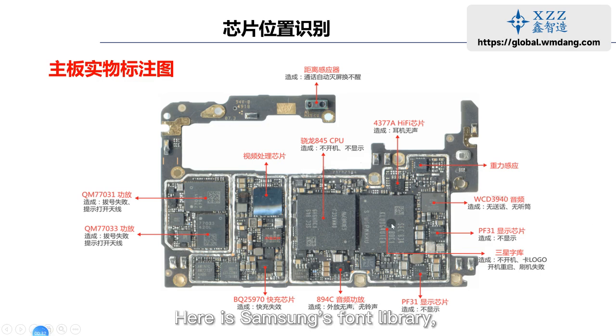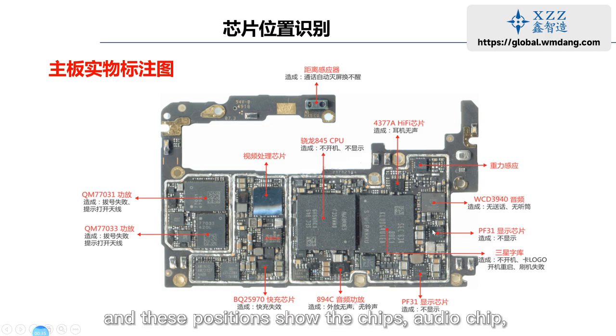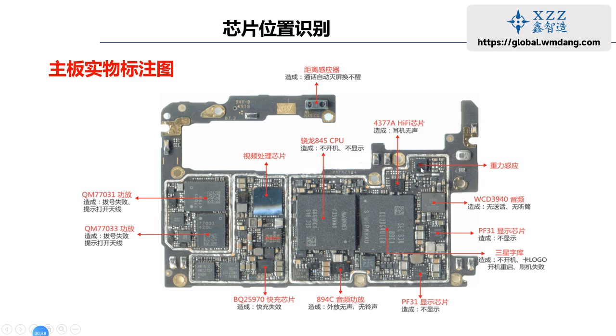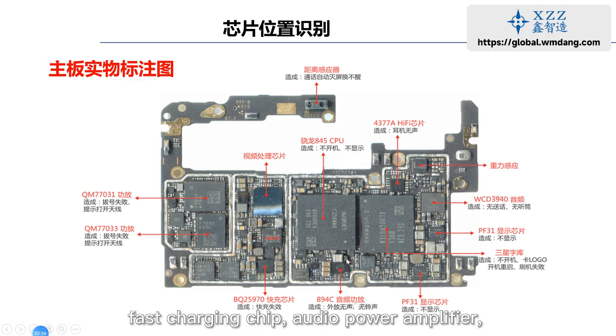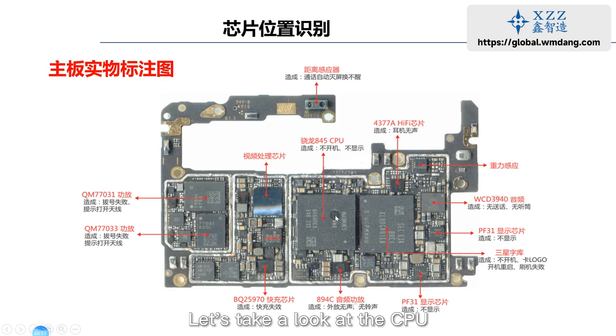Here is Samsung's font library, and these positions show the chips: audio chip, gravity sensor chip, fast charging chip, audio power amplifier, RF power amplifier, etc. Okay, let's talk about these chips separately. Let's take a look at the CPU.